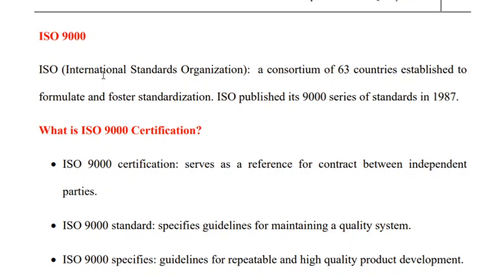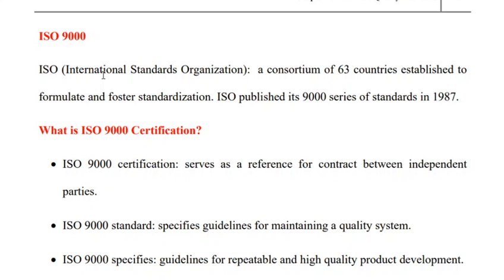So, in today's class, we're going to discuss ISO 9000 standard and SEI CMM model. ISO basically stands for International Standard Organization. It's a consortium of 63 countries established in order to formulate and foster standardization. ISO released its 9000 series of standards in the year 1987.